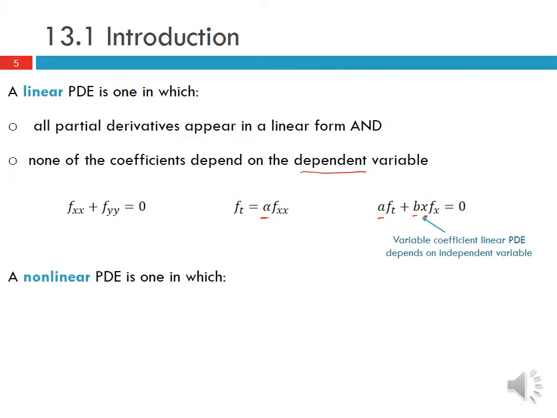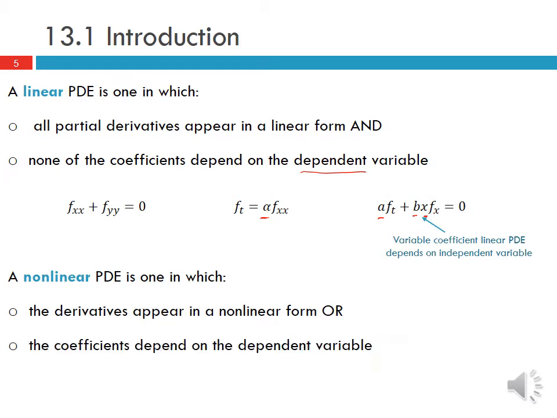A nonlinear PDE is one in which the derivatives appear in a nonlinear form, or the coefficients depend on the dependent variable. For example, both of these are nonlinear PDEs. You can see that here the coefficient depends on the dependent variable, and here the derivative appears in a nonlinear form.